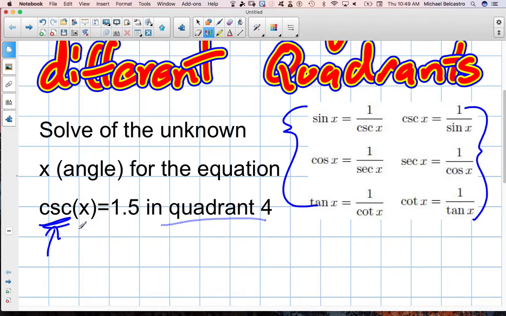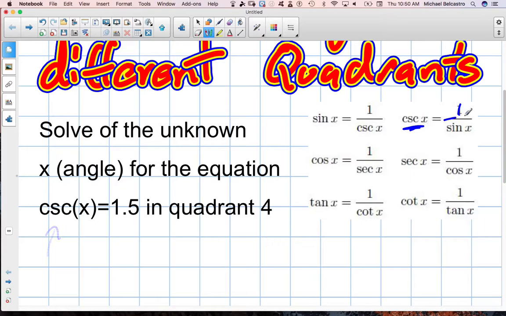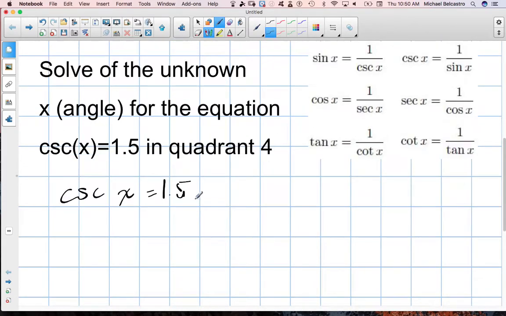You might have a calculator that will do this right away. The one I have, I don't believe it does, so I'm going to convert this. If you take a look at cosecant, it's also equal to 1 over sine x. So I can change this equation a little. I'll write out the original. So cosecant x is equal to 1.5. Okay, that's a 5, not an s.